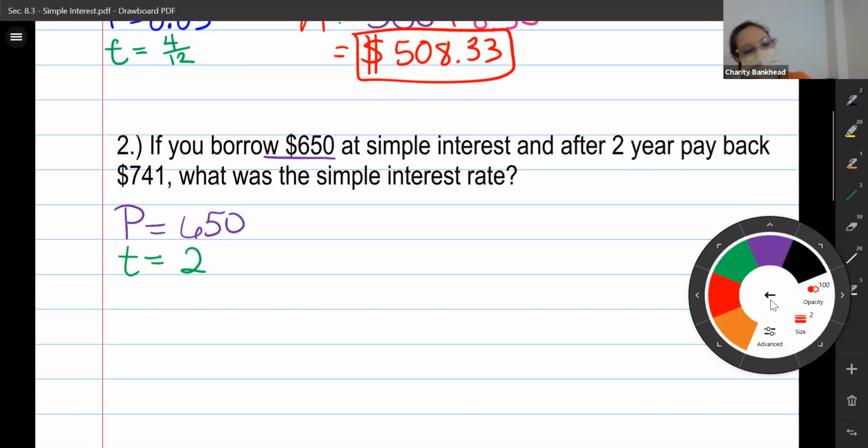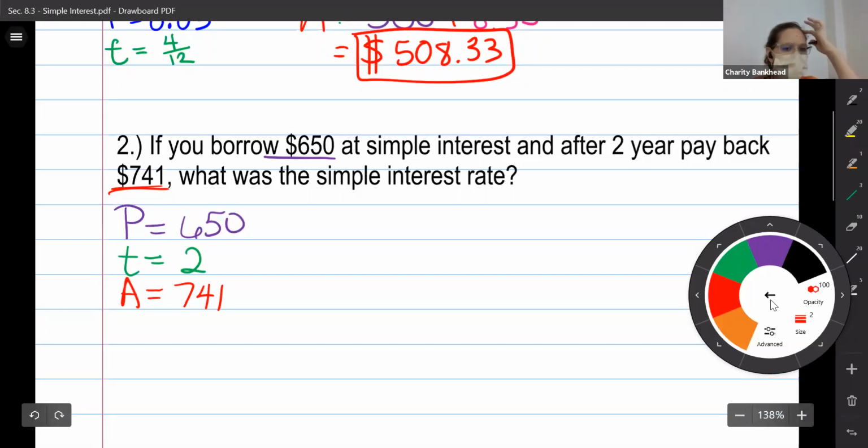That would be the A. Yeah, that's where most people get messed up in this section, is they use that for I, and it's actually A, because it's the total amount that you pay back is 741. All right.